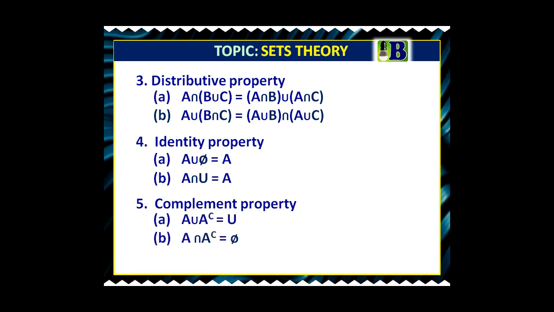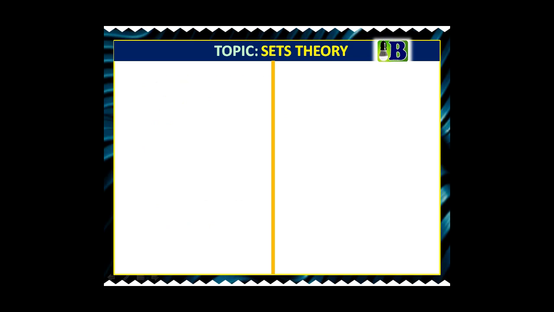Then the complement property. The complement property has to do with the set of a particular element. So in this case, if you combine the set A with its complement, it's going to give you the universal set. Then if you look for the intersect of set A and its complement, it is going to give you an empty set. That is what the complement property is all about.